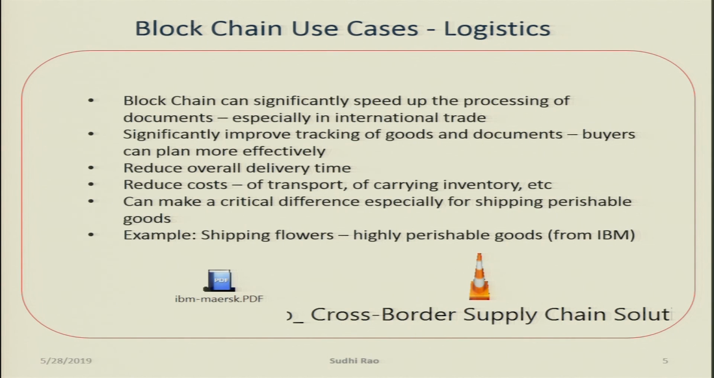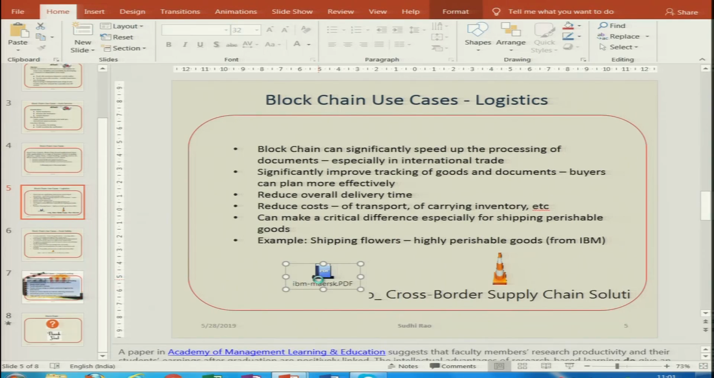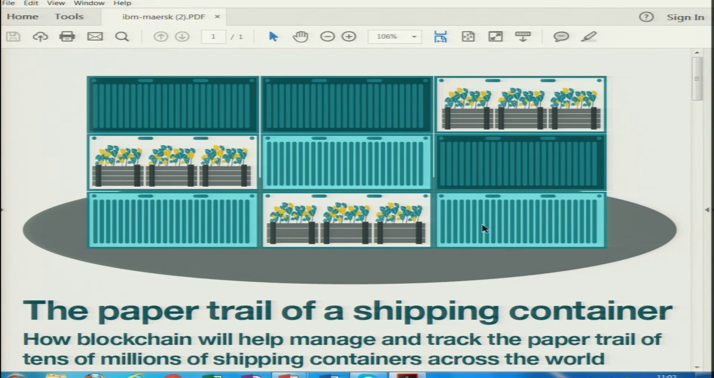IBM is a company which is actively in this field of helping companies manage logistics using blockchain. They have developed a case study. We are going to look at a presentation both in graphic form and in video form. Let me bring up the graphic. It is jointly developed by IBM and the shipping company Maersk. The paper trail of a shipping container. These are all shipping containers carrying flowers.